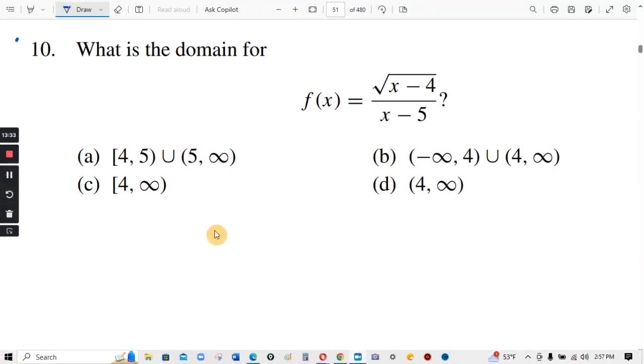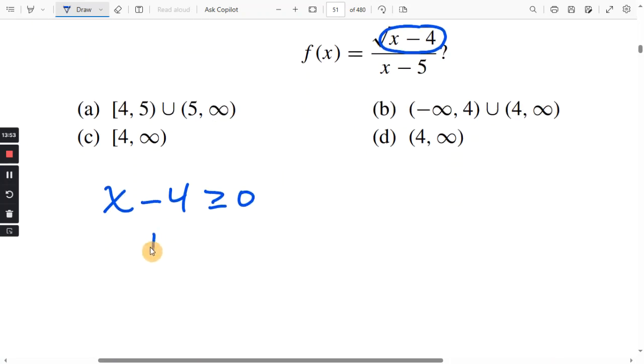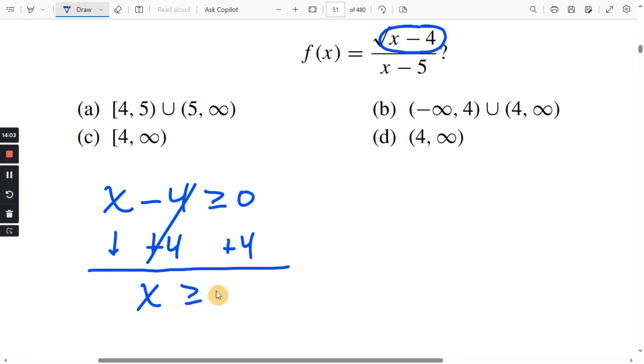All right, last one, number 10. What is the domain for this function here? The numerator is underneath the radical. So this, underneath the radical, has to be greater than or equal to 0. x minus 4 is greater than or equal to 0. If we add 4 to both sides, 4 minus 4 cancels. Bring down your x, greater than or equal to, and 0 plus 4 is just 4. So that's out of the way.